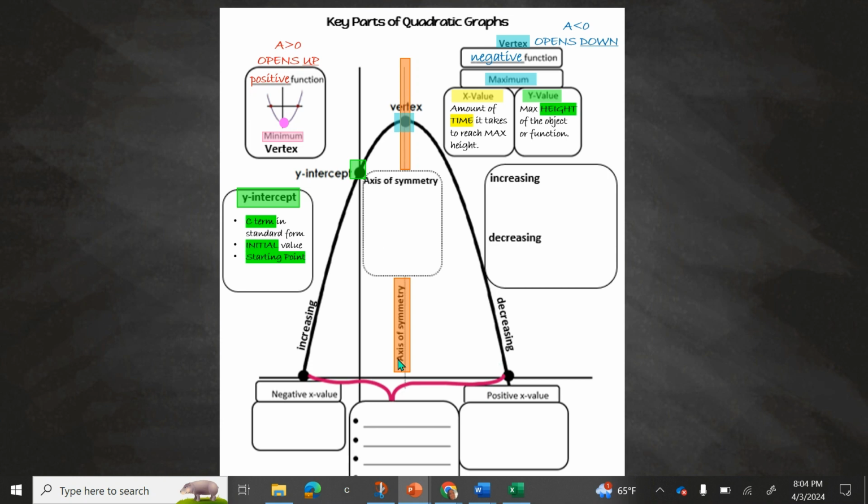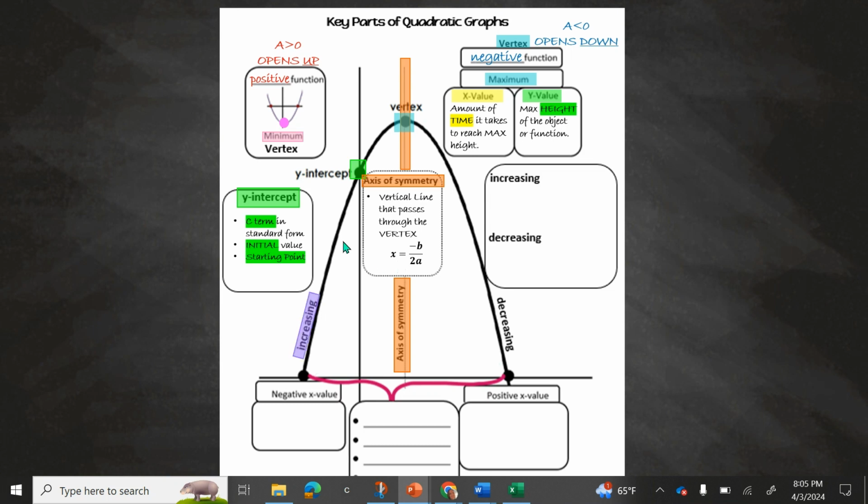Then we have the axis of symmetry. That's what cuts our parabola in half. So if we folded this parabola in half, these would be perfectly symmetrical, which is why it's called the axis of symmetry. So that's the vertical line that passes through the vertex. And we can find our axis of symmetry by a formula that is x is equal to negative b over 2a. So this formula, negative b over 2a, is part of our quadratic formula. And we'll use that to find our axis of symmetry starting in our Module 10 Lesson 7 notes.